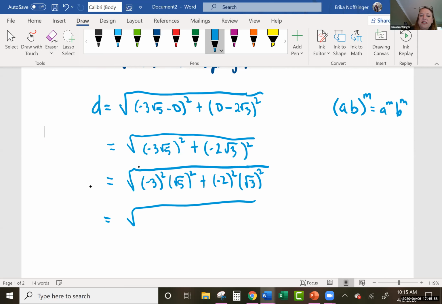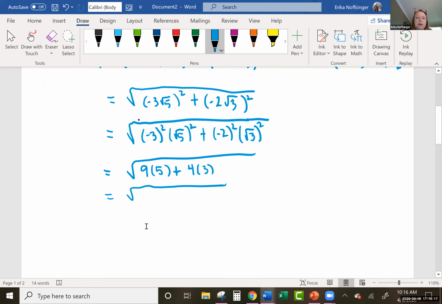Well, -3 quantity squared is 9, all times root 5 squared, which is 5, plus -2 quantity squared is 4, all times root 3 squared is 3. So I'm just using order of operations by simplifying. So now we would multiply before we add. So 9 times 5 is 45, plus 4 times 3, which is 12. Before we can take the square root, we want to get this down to one number. So 45 plus 12 gives me 57.